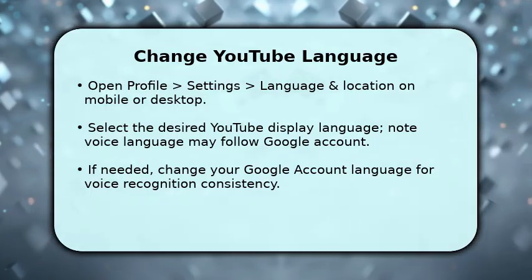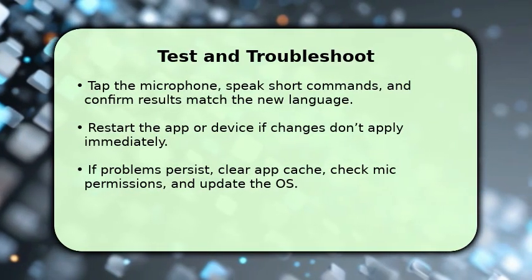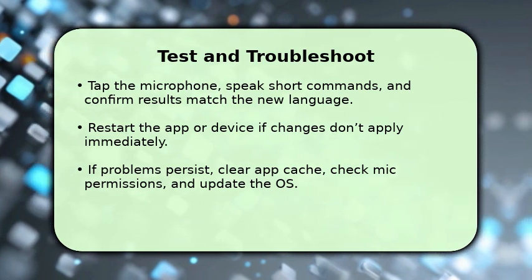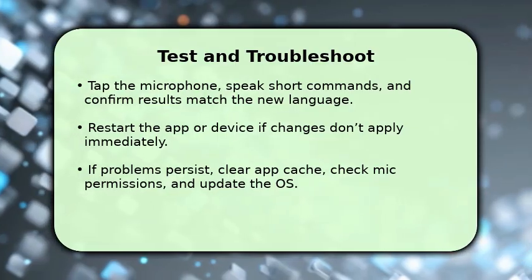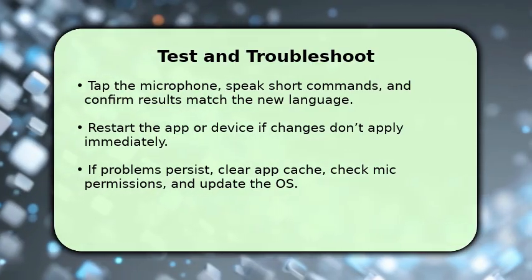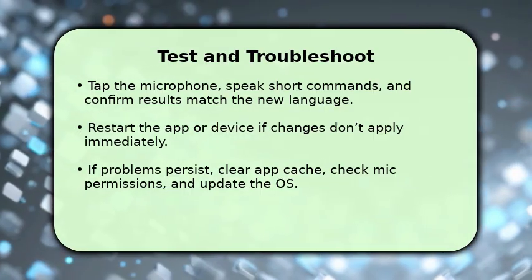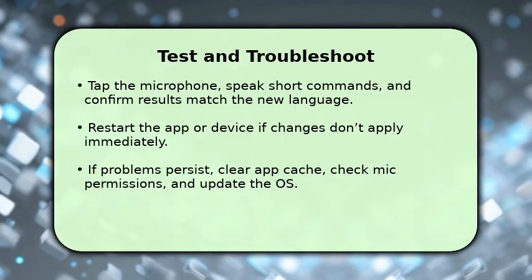Finish by testing voice search. Tap the mic, speak simple queries, and listen for language-appropriate results. If you don't hear or see the change, restart YouTube or your device. Settings sometimes need a relaunch. Make sure the microphone permission remains enabled and that your Google account language is consistent. If it still fails, clear the app cache, confirm the app is updated, and check device language. These steps fix most recognition problems quickly.